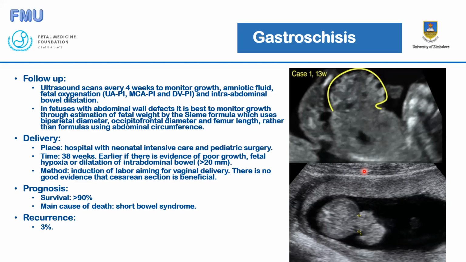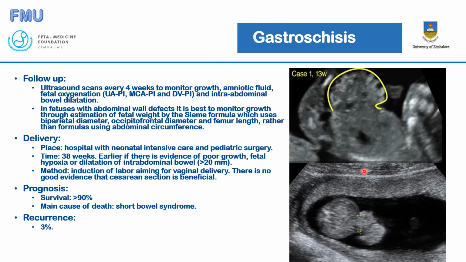And if we deliver them at the right place, the main cause of death is short bowel syndrome. However, in our setup, because they are being delivered at the wrong place, the main cause of death will be dehydration, electrolyte imbalance, and infection. They are delivered at a wrong place where the bowels are delayed to be covered, and where nobody knows how to hydrate them properly, and they suffer dehydration, electrolyte imbalance, and sepsis, and they die. The recurrence risk is about 3%.